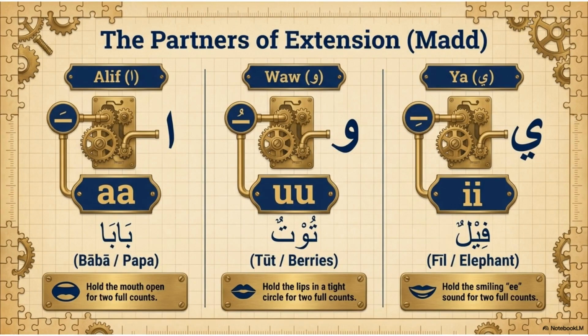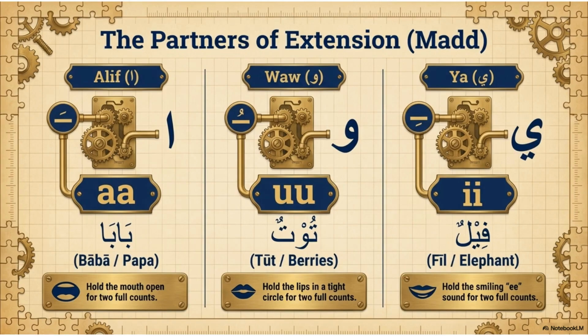Alif creates ah, like in ba-ba. Waw creates oo, like in toot. Ya creates e, like in feel. Always hold the sound for 2 full counts.